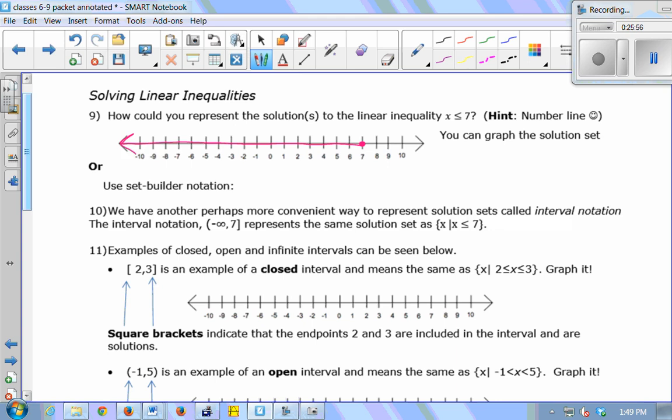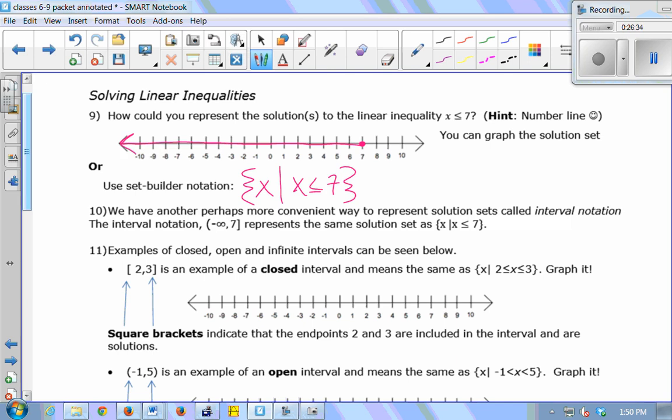Or we could use set builder notation, which we learned earlier in the semester, which was the curly bracket x, set of all x's such that x is less than or equal to 7. Okay. But we have another, possibly more convenient way to represent solution sets called interval notation. So the way that I would represent this particular set is I would put negative infinity, comma 7. So when you have an interval, you put the left endpoint, comma, the right endpoint. So you always put the smaller number on the left, bigger number on the right.